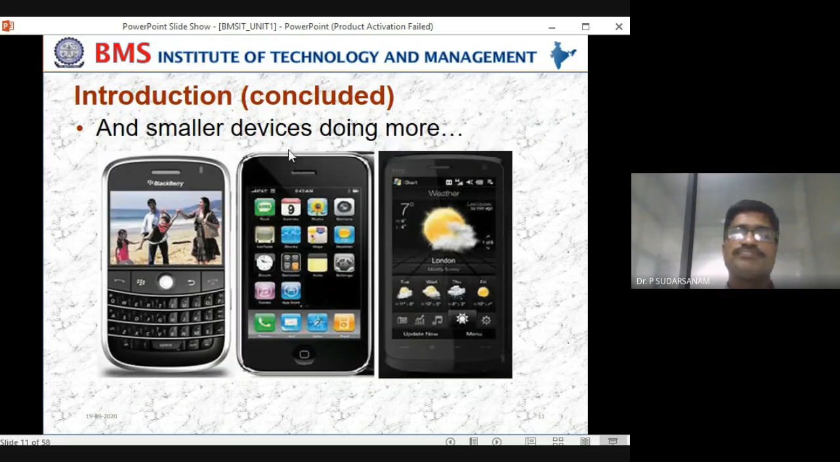Next, you see with a small mobile, how many things we are able to do nowadays. Without mobile, now we cannot sleep. We are addicted to that, and we are doing so many things. Nowadays, even online classes, without mobile we cannot do anything. Mobile, internet, everything is required. Then only you can do it. This is the first unit.